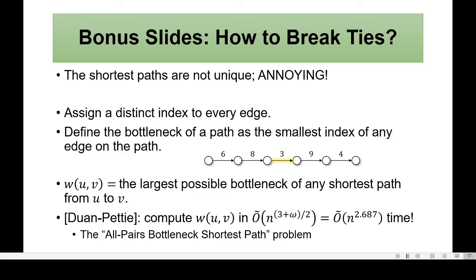In contrast, if we randomly perturb the edge weights by small values, it's not known how to compute the all-pairs shortest path in subcubic time.